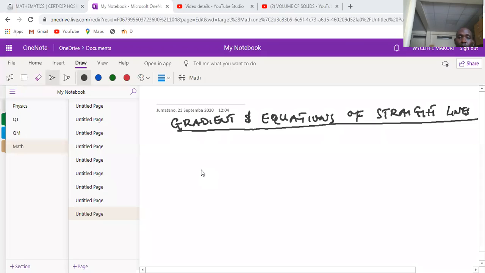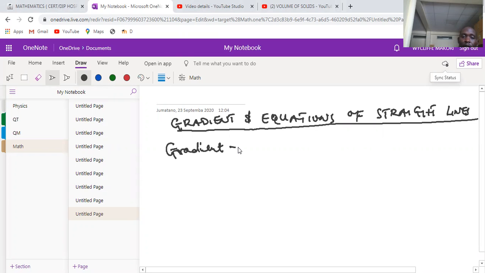In our today's class, our focus will be on gradient and equations of a straight line. Gradient and equations of a straight line. So in this particular topic, we need to understand two aspects. The first aspect is to understand what the gradient is, and then we should be able to know how to come up with equations of a straight line.